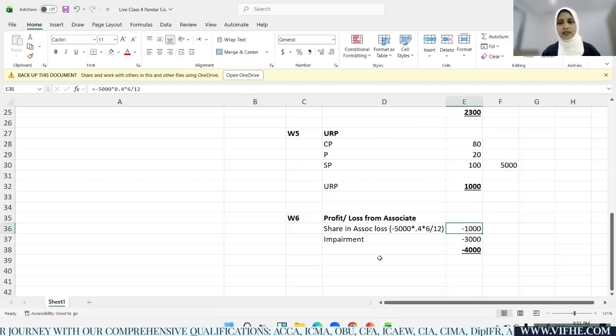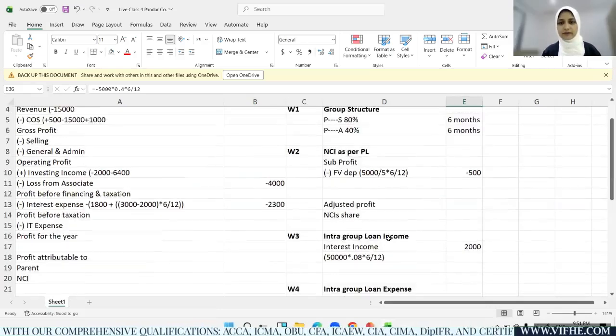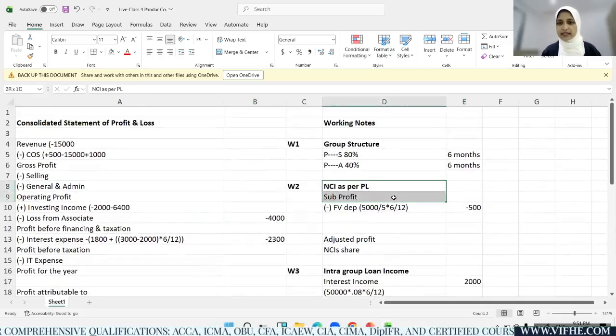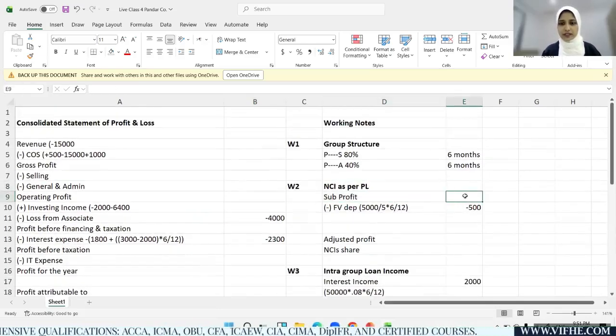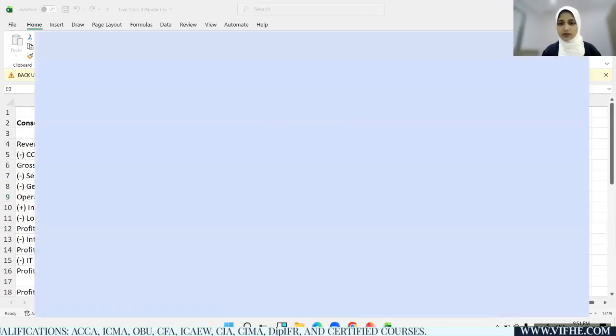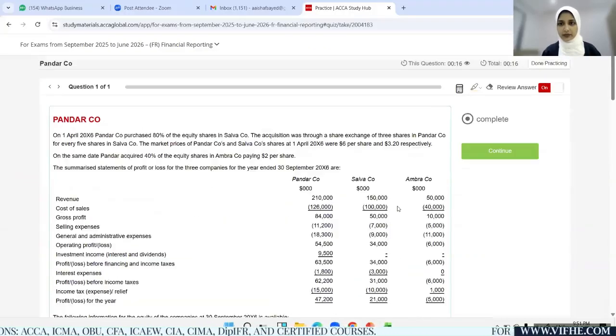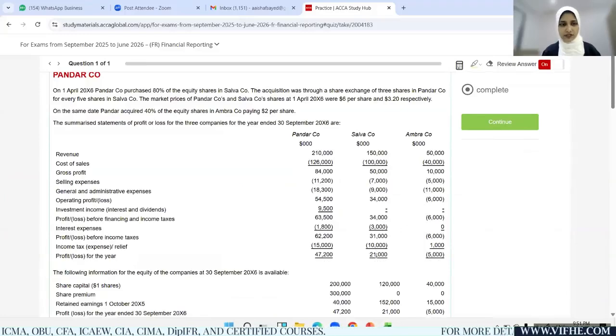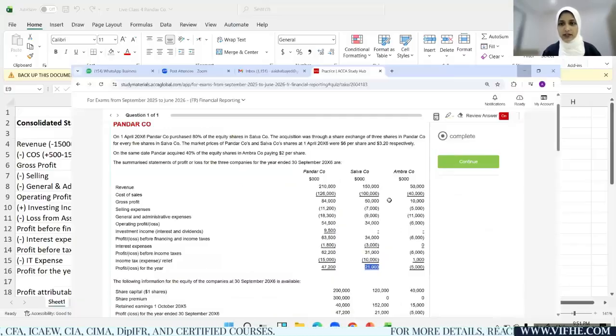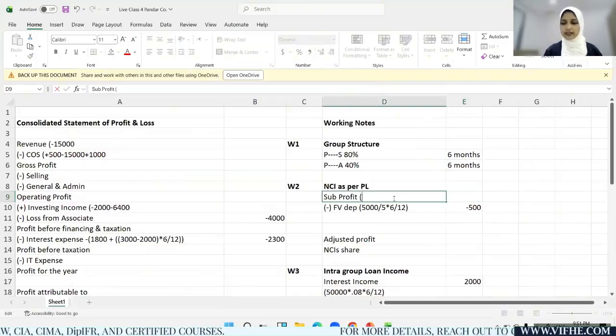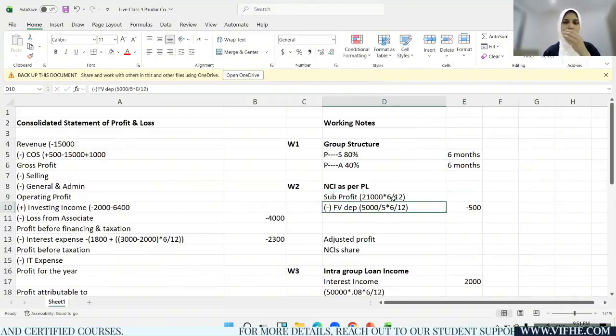Now, when I'm saying fill in the missing blank, now what is missing? In my NCI as per PNL, subsidiary's profit is missing. So what is a normal approach? We go to the PNL, we check what is Salva's profits. It's 21,000. And our normal approach is to do 21,000 into 6 by 12. This is a normal approach.